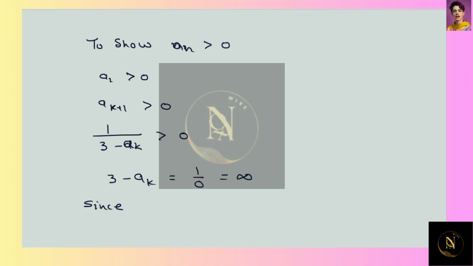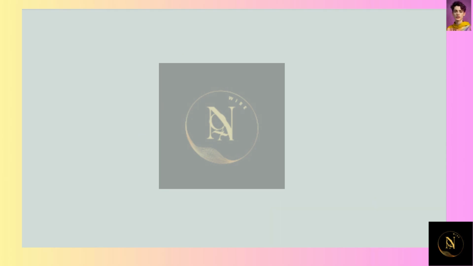And since the last inequality is obviously true, we can see here that a(k+1) is greater than 0 must be true. To show an is in between 0 and less than or equal to 2.